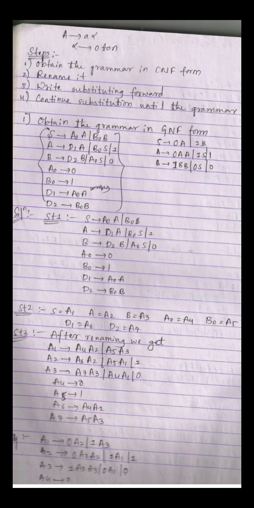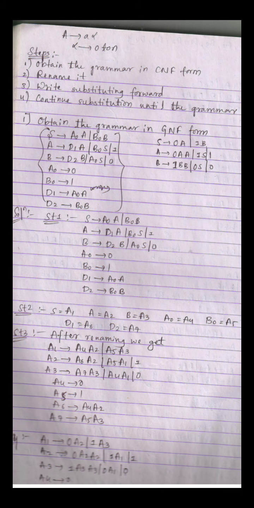Step number one: before you convert your grammar into GNF form, the grammar should be present in CNF form, that is Chomsky normal form. As you already saw in the last class, CNF means the right-hand side should have one lowercase letter or two uppercase letters. If that is the grammar, then it is in CNF form. If not, you first need to convert your grammar into CNF form, then proceed.